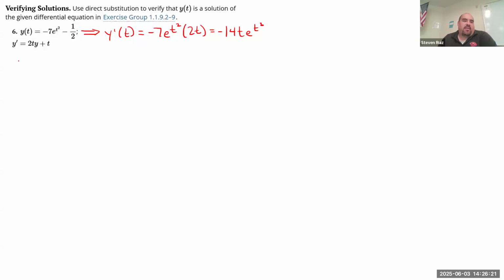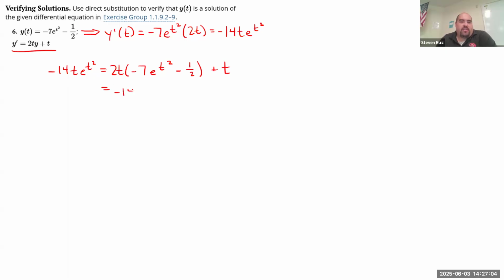Now let's plug everything into our original differential equation and make sure it all agrees. So y prime, negative 14t e to the t squared, equals 2t times y, which is negative 7 e to the t squared minus a half plus t. Nothing really to simplify on the left-hand side, so we'll manipulate the right and see what happens.